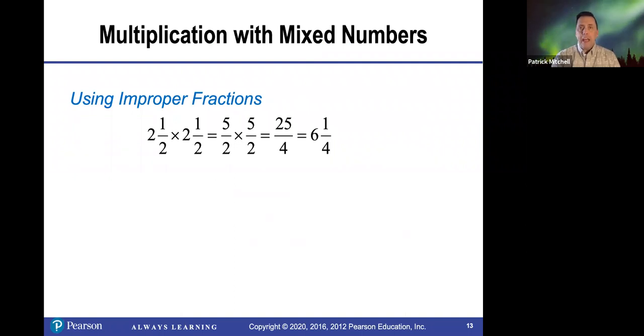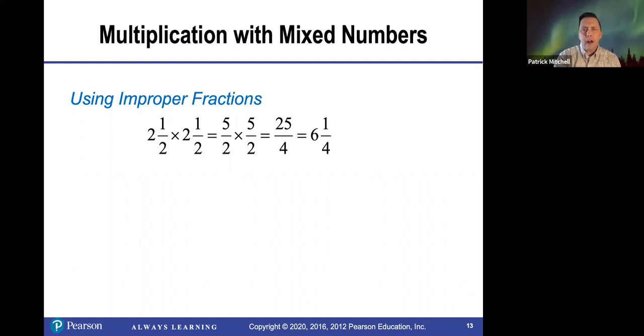All right, multiplication with mixed numbers. Basically, you convert your mixed numbers to improper fractions. So if you're trying to do 2 1/2 times 2 1/2, you change that 2 1/2 to 5/2, and then just multiply as usual. 5 times 5 is 25. 2 times 2 is 4. And of course, 25/4 is 6 1/4.